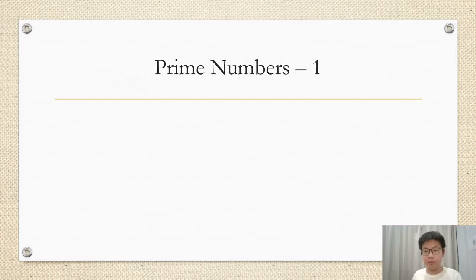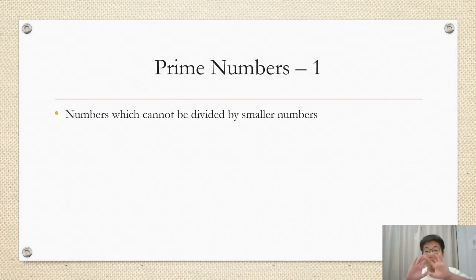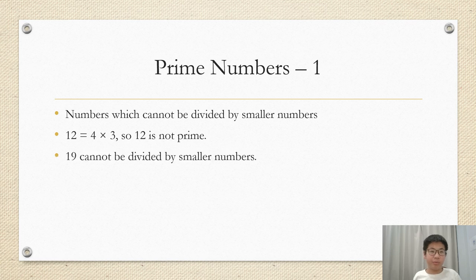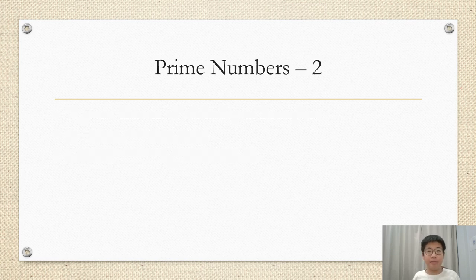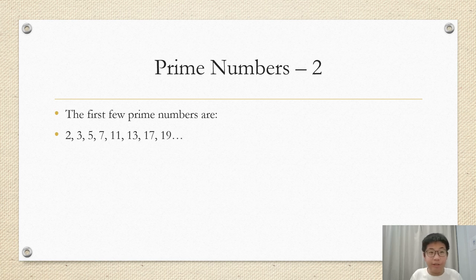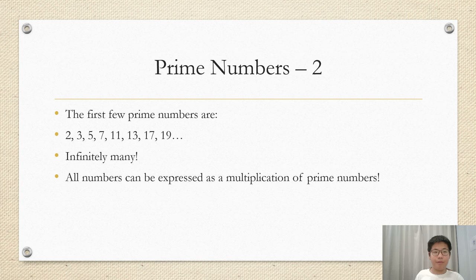Prime numbers. What are prime numbers? They are numbers which cannot be divided by smaller numbers. So 12 is not a prime number. 4 times 3, 12 is not prime. 19 cannot be divided into smaller numbers. Hence 19 is prime. So the first few prime numbers are 2, 3, 5, 7, 11, 13, 17, 19, and so on until infinity. And there are infinitely many prime numbers.